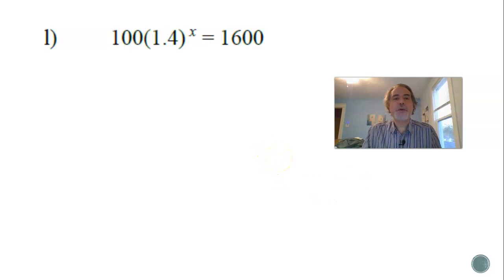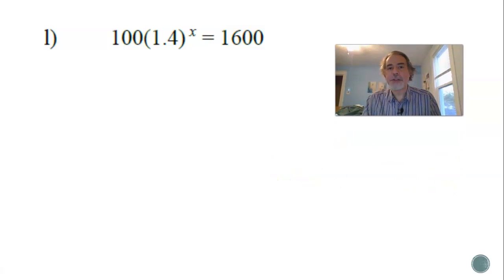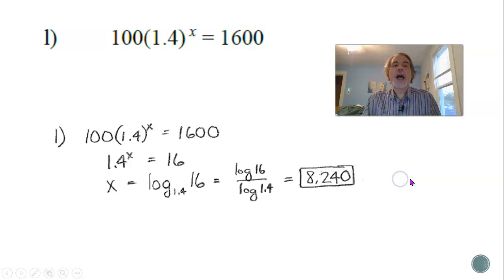100 times 1.4 to the x equals 1600. To solve this, I would first divide both sides by 100. 1600 divided by 100 is just 16. Then I would rewrite that in exponential form. x equals log to the base 1.4 of 16. And then I can use that change of base formula to evaluate on my calculator. The base 1.4 log of 16 would be the common log of 16 divided by the common log of 1.4. And that comes out to be about 8.240.